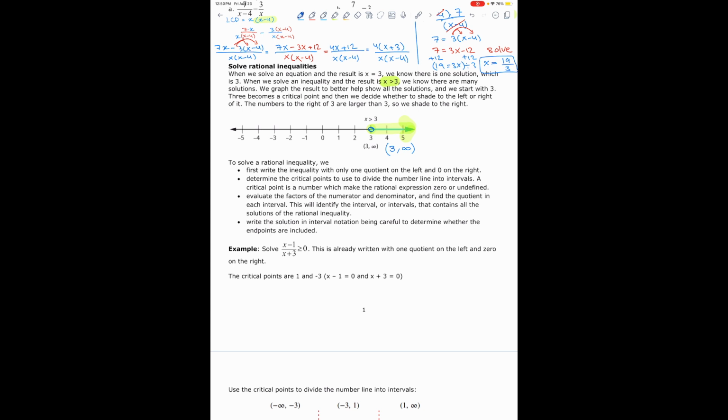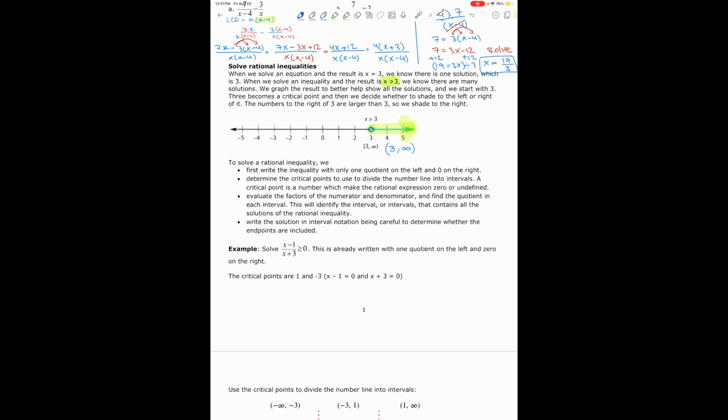And then we're going to evaluate the factors of the numerator and the denominator and find the quotient in each interval. This will identify the interval or intervals that contain all of the solutions of the rational inequality. It sounds more complicated than it is, so I will show you with the steps, and it's going to probably make sense. And then we're going to write the solution in interval notation, being careful to determine whether the endpoints are included or excluded.